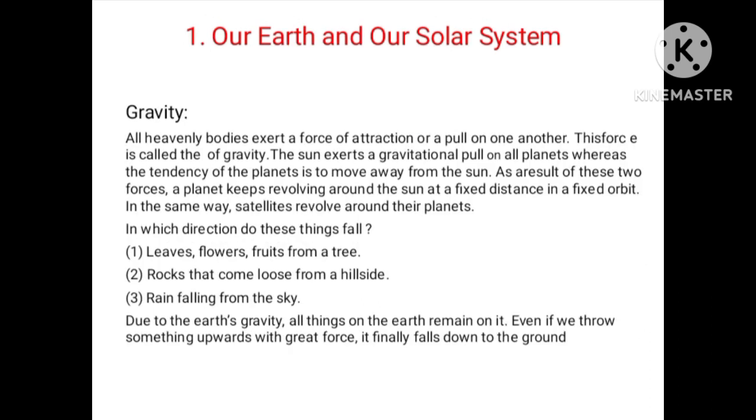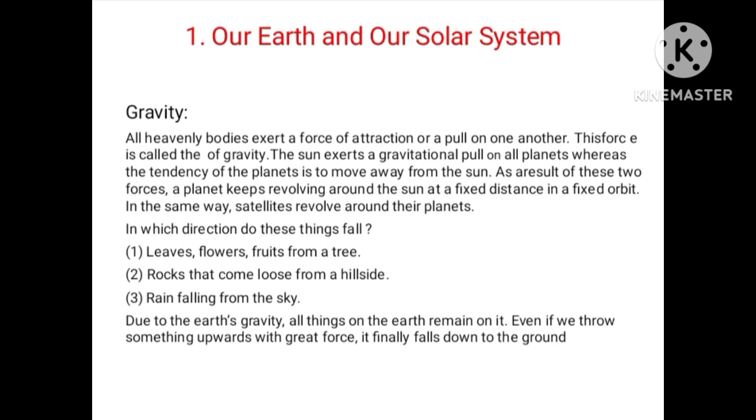Gravity. All heavenly bodies exert a force of attraction or pull on one another. This force is called gravity. The sun exerts a gravitational pull on the planets, whereas the tendency of the planets is to move away from the sun. As a result of these two forces, a planet keeps revolving around the sun at a fixed distance in a fixed orbit. In the same way, satellites revolve around their planets.